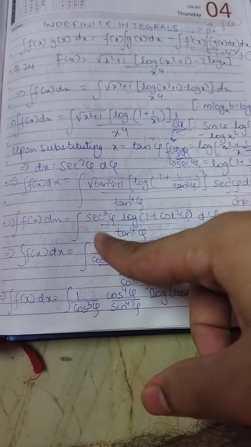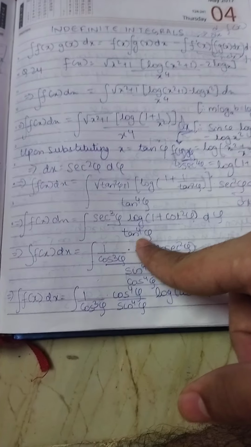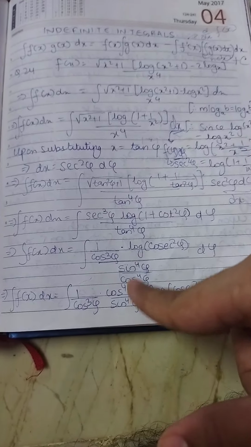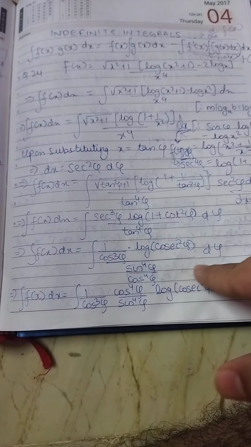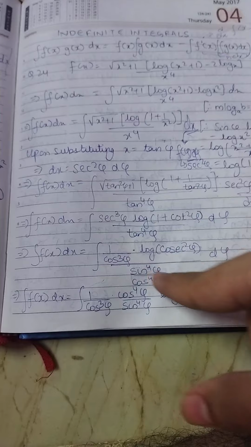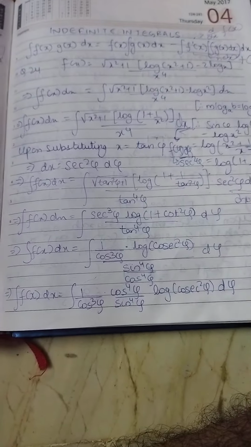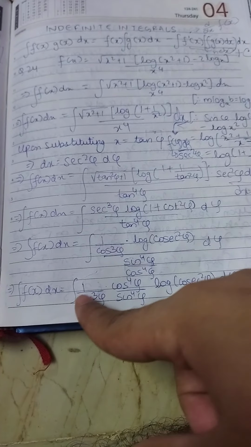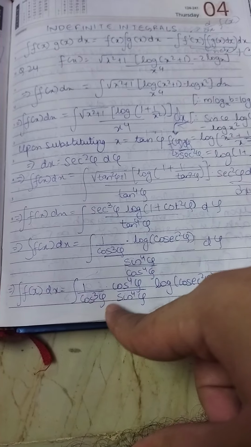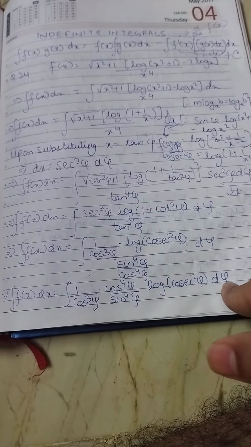I simply substitute sec cube phi by 1 by cos cube phi, and tan 4 phi by sin to the power 4 phi by cos to the power 4 phi. If we simplify this expression by cancelling all the common terms, we obtain the indefinite integral of f of x dx is equal to integral of cot x cosec cube x log cosec square x d.